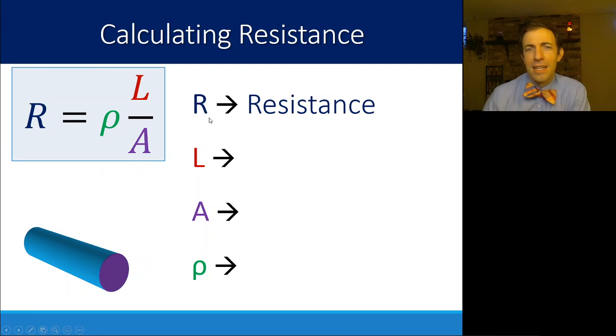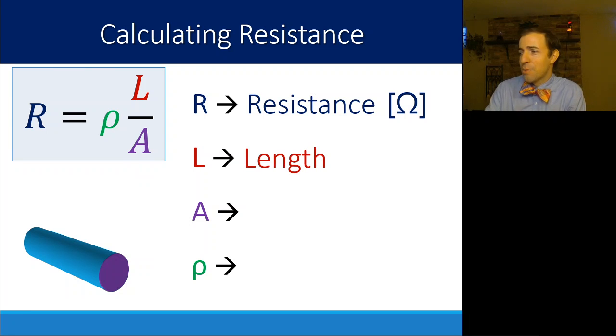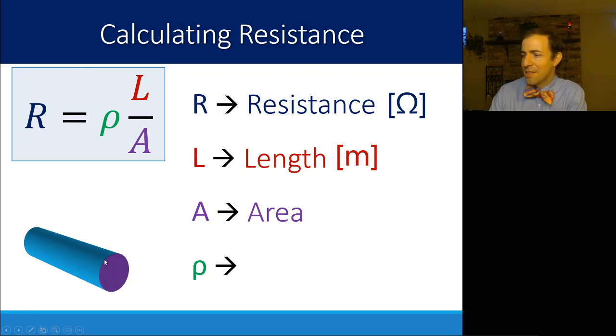So R, in this case, represents our resistance of the conductor. As we talked about before, resistance is measured in units of ohms. We represent that with an omega symbol. L is how we're going to represent the length of our wire, in units that we've represented length thus far, meters. A is our cross-sectional area. So here in this picture, it's the circle that's shaded in purple.